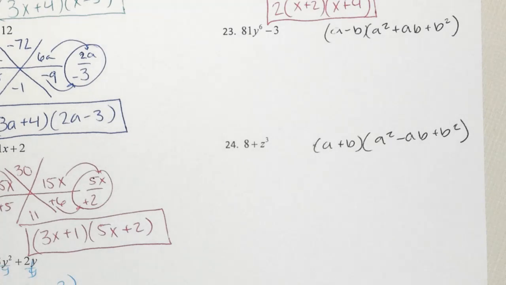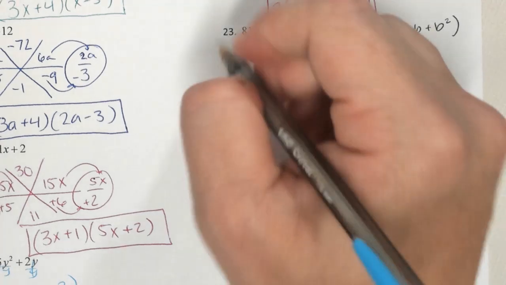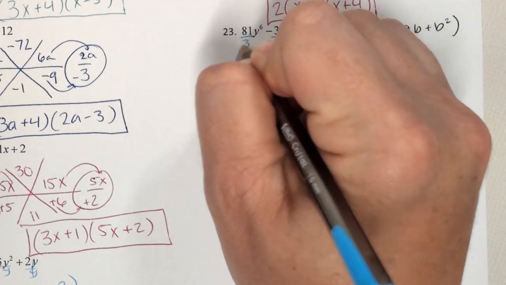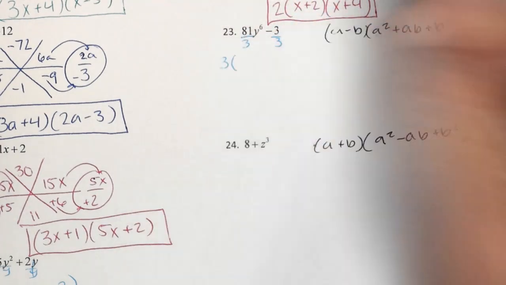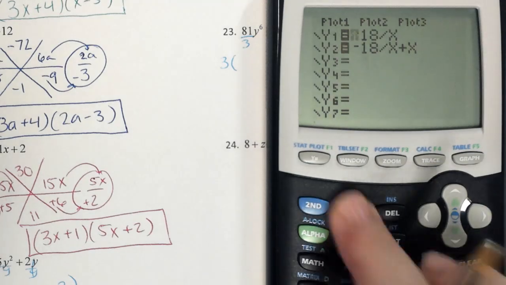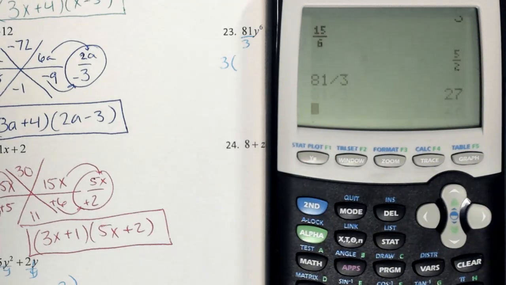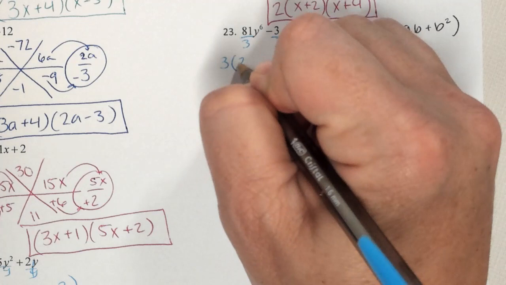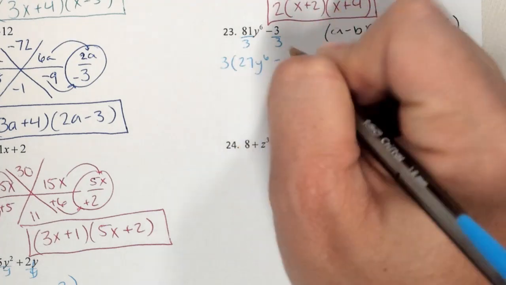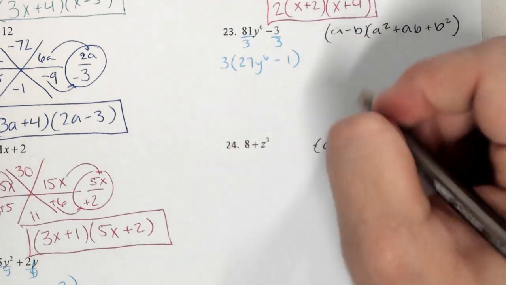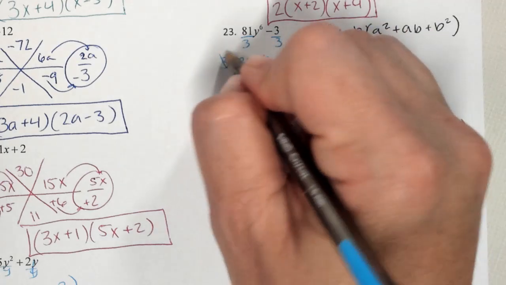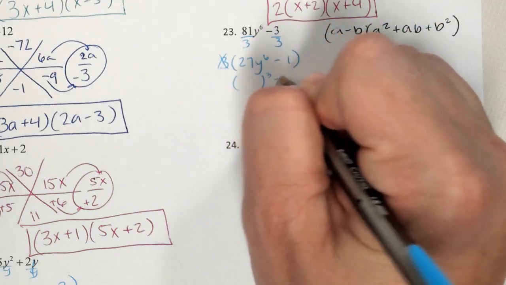But I do want you to realize on number 23, there's a GCF. So we need to divide by 3. 3 goes into 81. And when I take that out, we can do it in our calculator. 81 divide 3, we get 27. Well, I know 3 is going to be part of my answer. I'm going to ignore it. But I need to figure out what cube minus what cube.